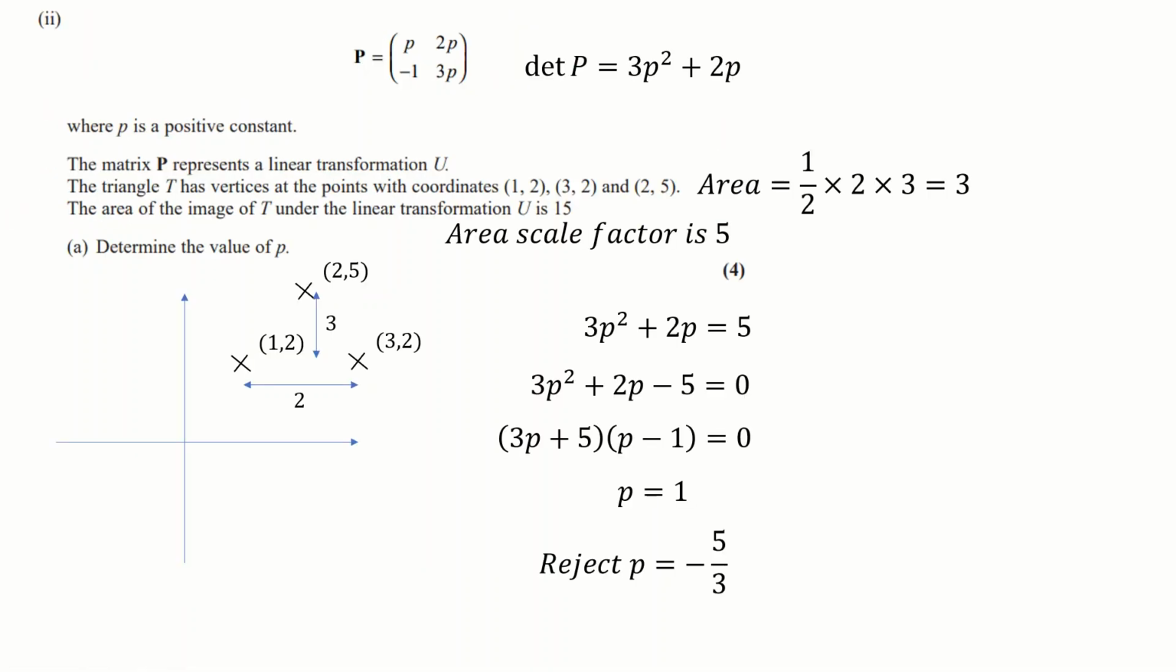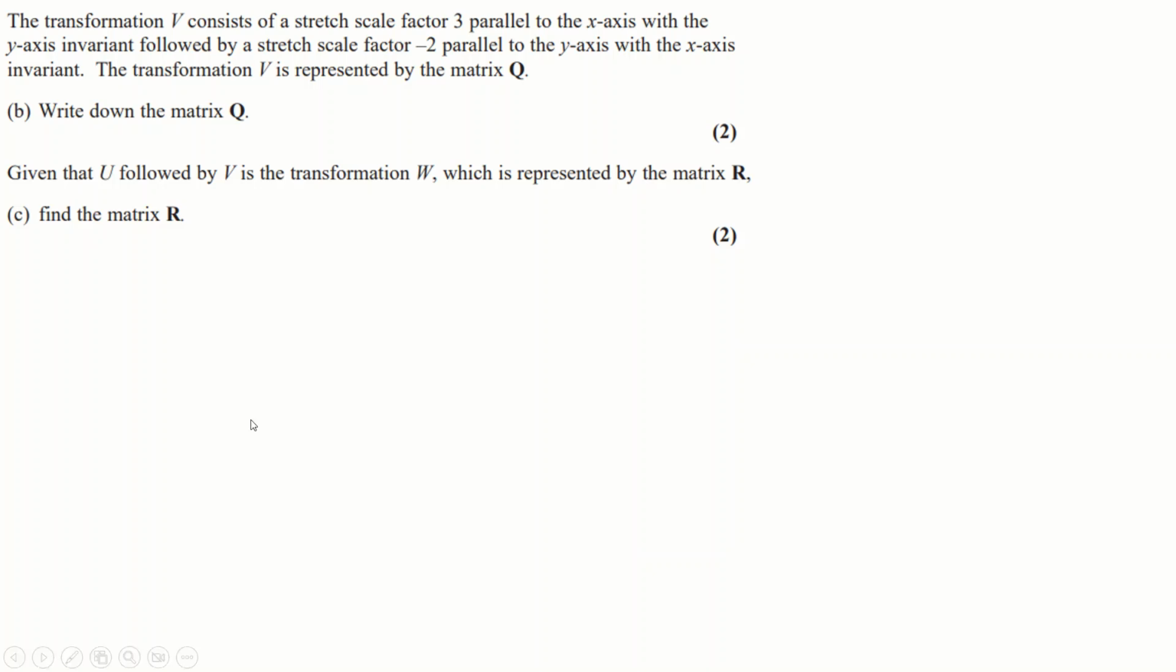We're almost done with this question. This is a very long question about matrices. Don't know why they made it so long. V consists of a stretch scale factor 3 parallel to the x-axis with y-axis invariant. So a point like 1, 1 would just stretch outwards and go to the point 3, 1, right? And I can never remember any of these matrices, so that's actually exactly what I do. I pretend that I know what I'm talking about, which I don't. Take the point 1, 1, which I know must go to 3, 1, and just test the matrix out.